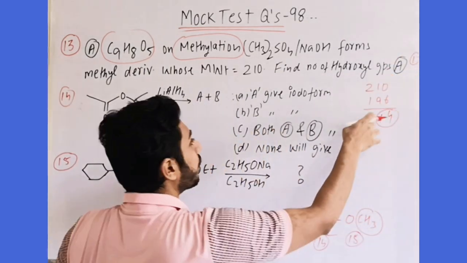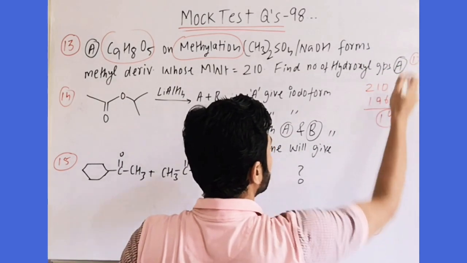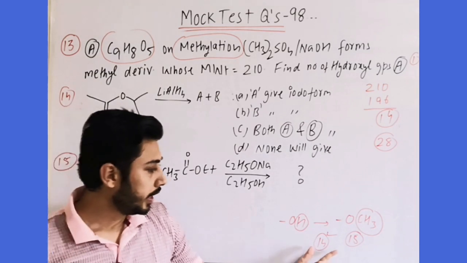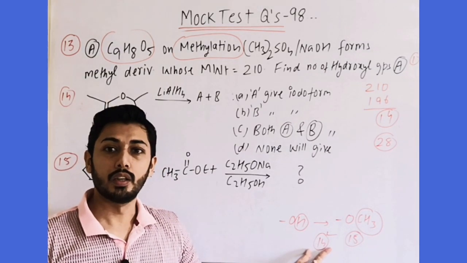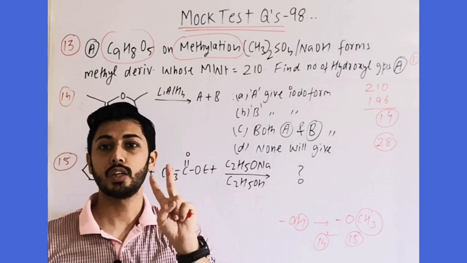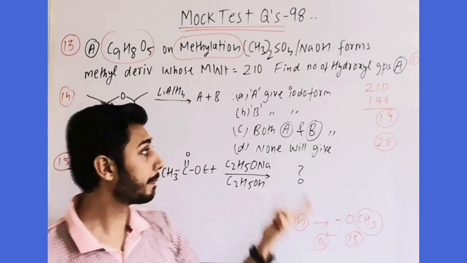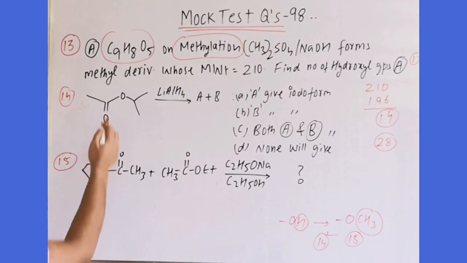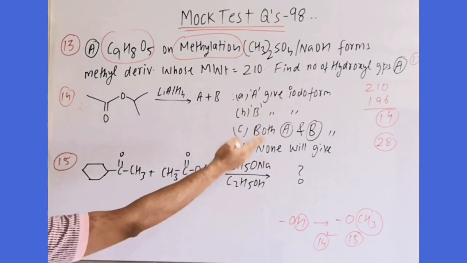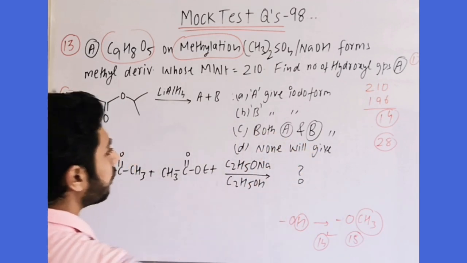1. Suppose the difference comes out to be 28, then for each we know what is the change? 14. If the difference in the final molar mass comes out to be 28, then we say there are 2 OH groups. Okay? Next question. The ester is given lithium aluminum hydride. A, B, C options are given. A gives iodoform, B gives, both A and B give, or none will give iodoform.